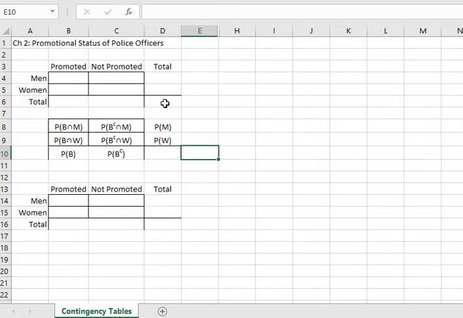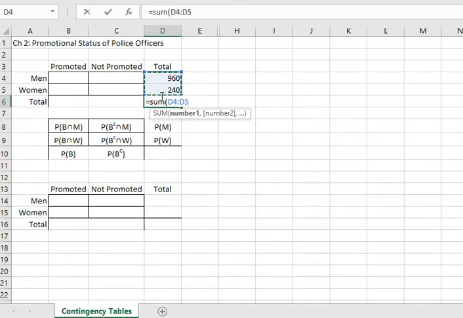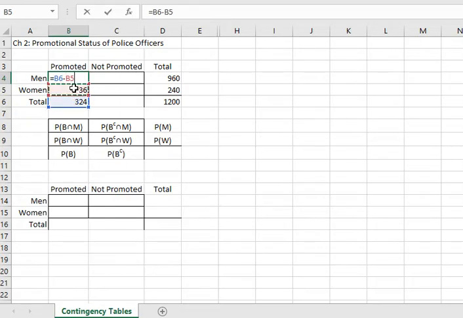Now we'll go ahead and enter in the data that we are given. We are told that on the force we have 960 men and 240 women. So we will use our Excel functions and find the total number of folks on the force. We know that this should sum up to 1,200, and it does. Now, of these 1,200, a total of 324 were promoted, and 36 were female. So the number of men promoted is going to equal the difference. So equals our 324 minus this cell, 36, 288.